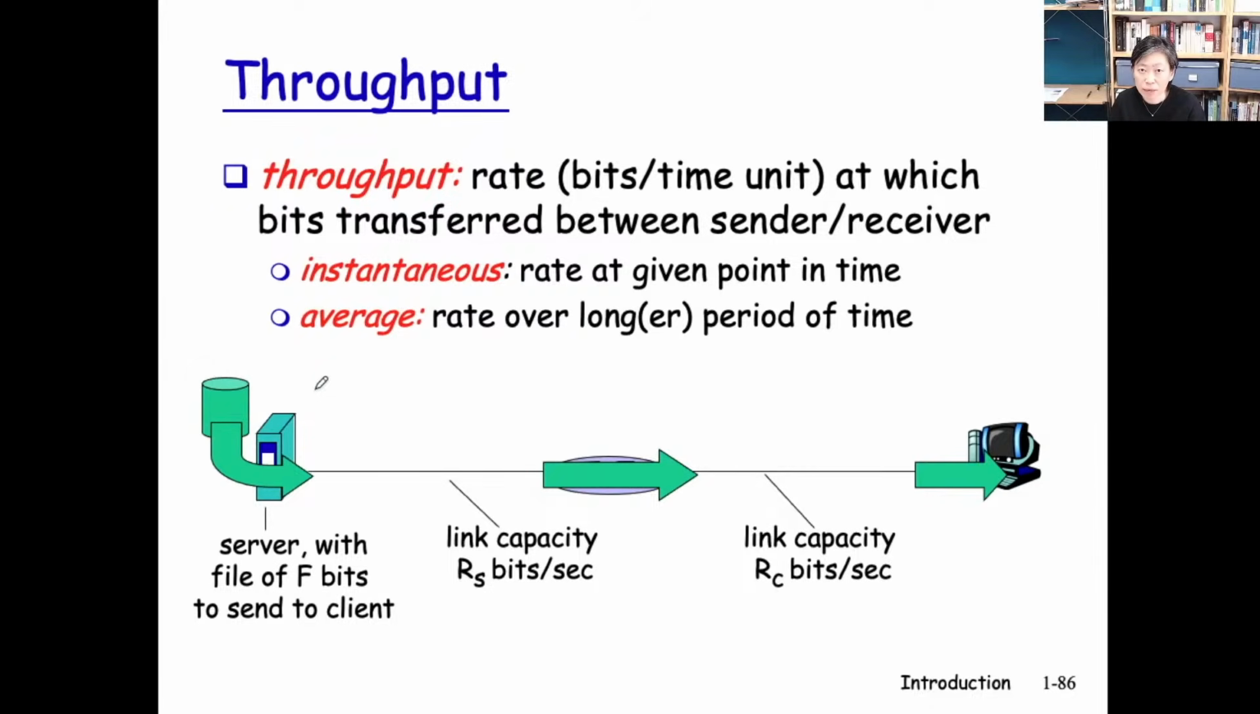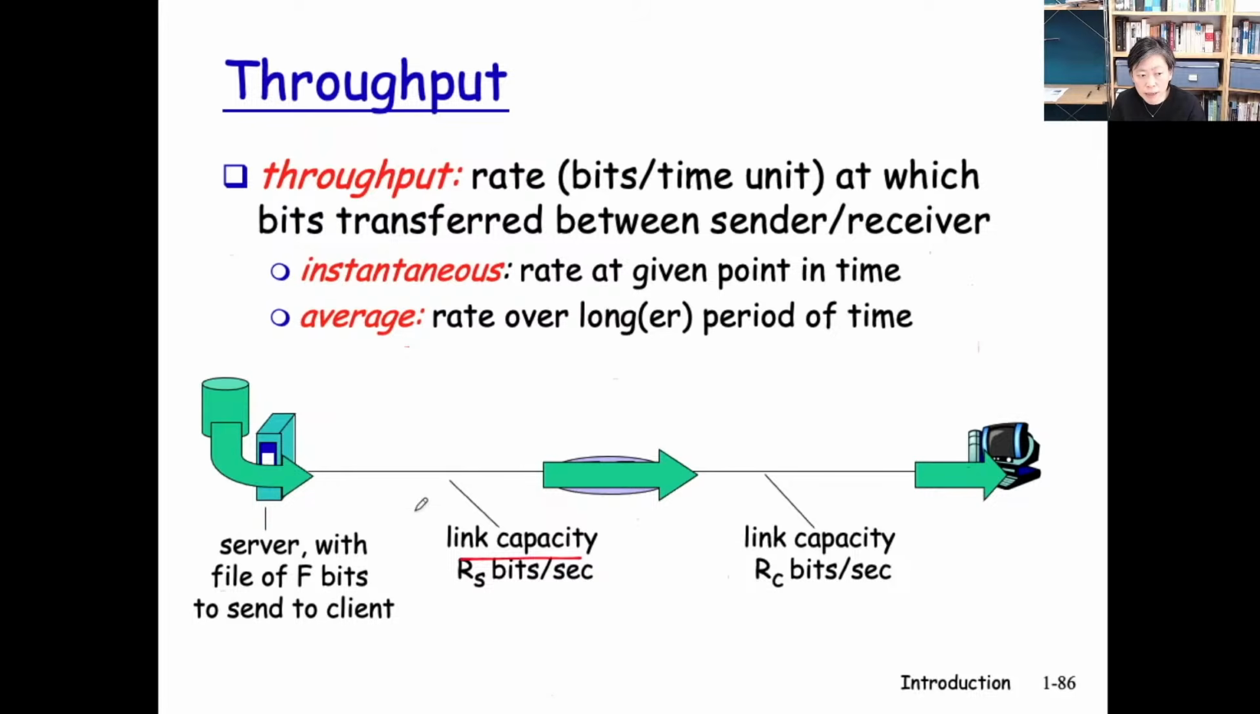Now let me elaborate on the example a little bit more. This is the sender, this is the receiver. The sender is essentially a file server hosting big files. Let's say a file of F bits is being sent to the client requesting the file. So we're talking about just the file download, not the request part. Connecting the server and the client, we have one link, one switch, and another link. So it's a two-hop network.